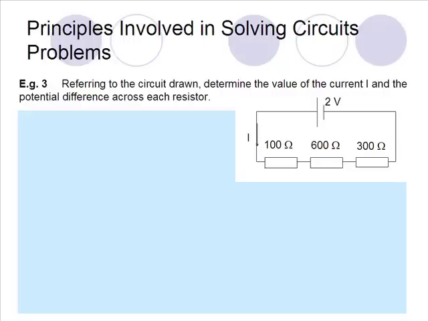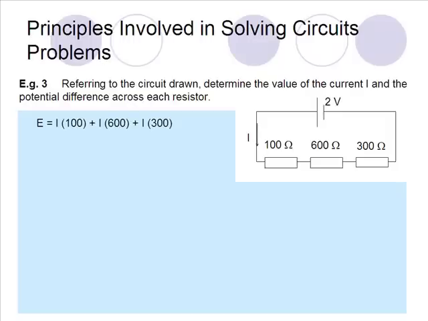Conservation of energy: the energy given by the battery. What if I have 100 resistors? Then 2 equals the potential difference of all the resistors. It doesn't matter whether it is 100 or 3, right? Very good. So this is the equation.